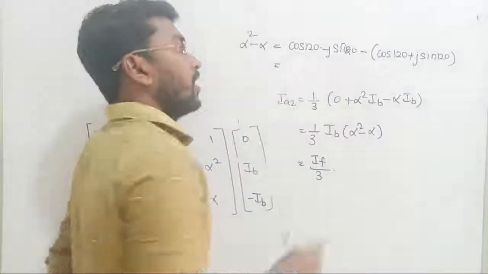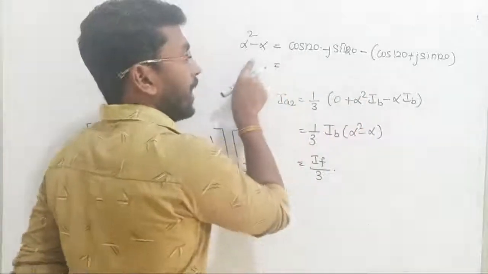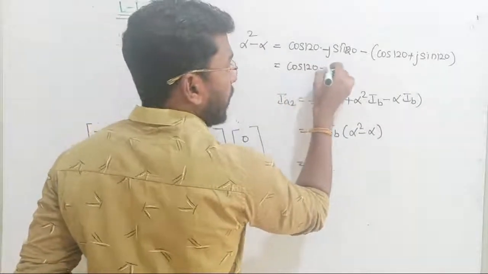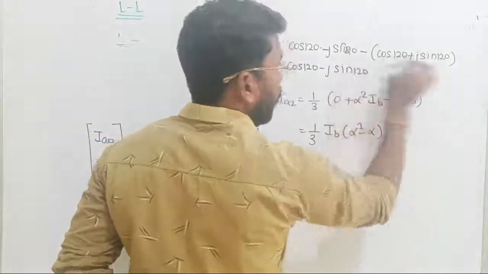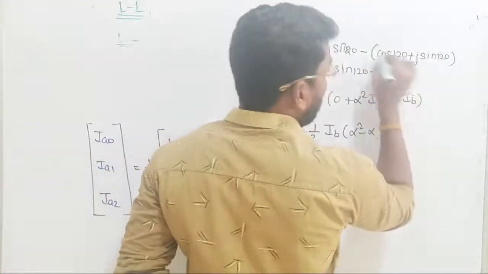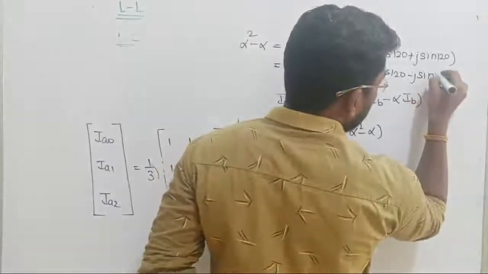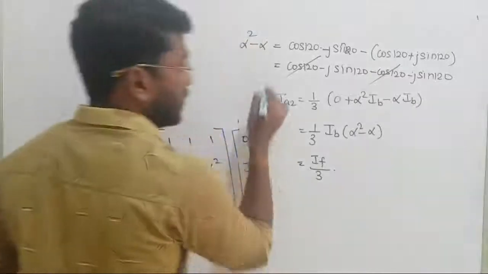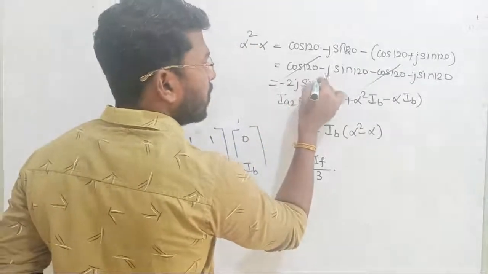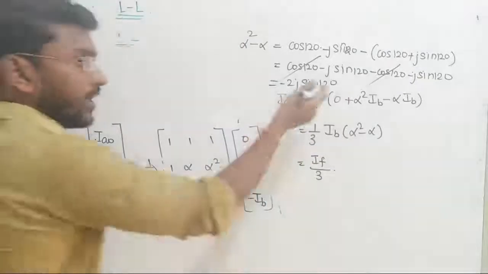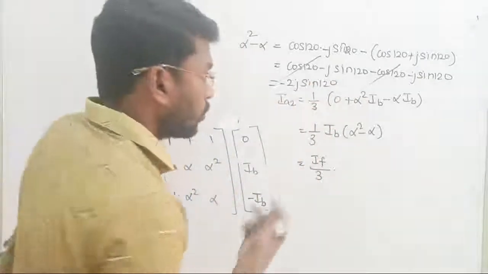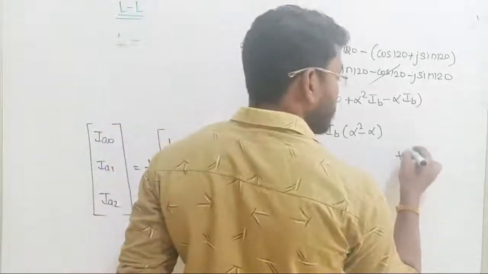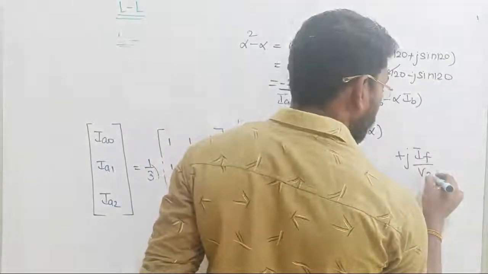Let us proceed further. Alpha square minus alpha: if I open up the bracket, it is going to be cos 120 minus j sin 120, minus cos 120, minus into plus will become minus j sin 120. Such that the cos terms get cancelled, and minus j sin 120 minus j sin 120 will become minus twice j sin 120. You can do it by yourself, it is not a big thing. Once again, see there, sin 120 value is root 3 by 2. Carefully observe, we are getting minus. In the previous case, I got plus j times the fault current IF divided by root 3. That is our preceding one.